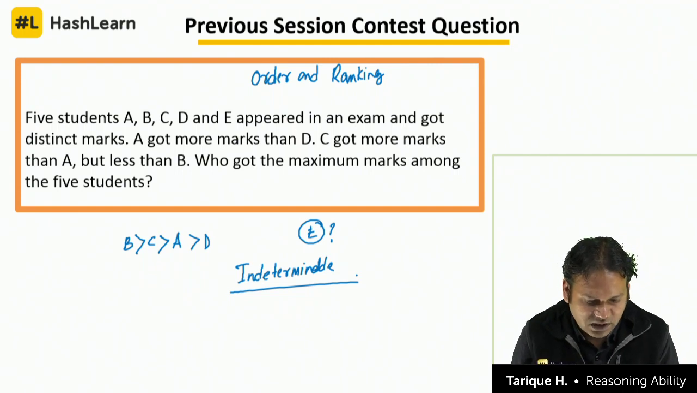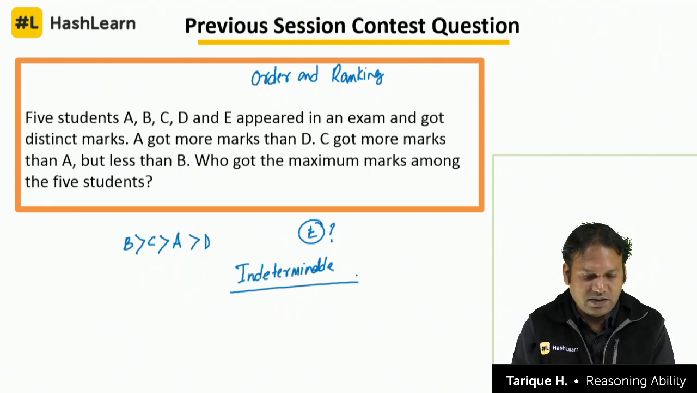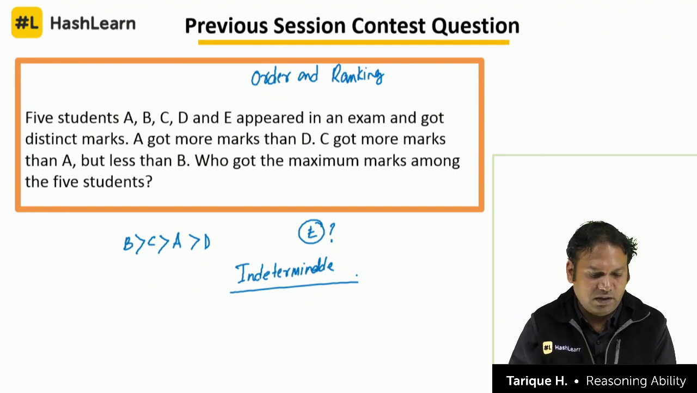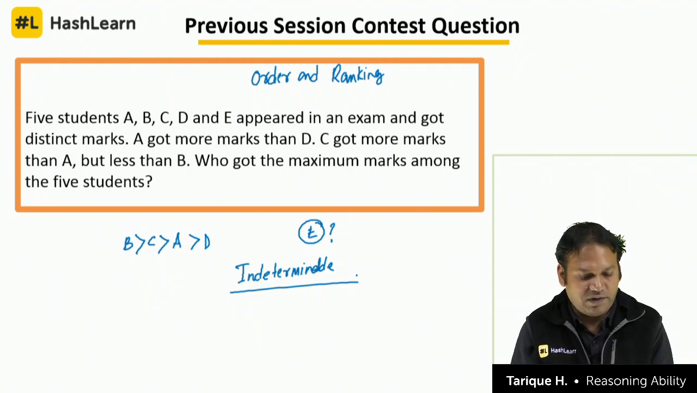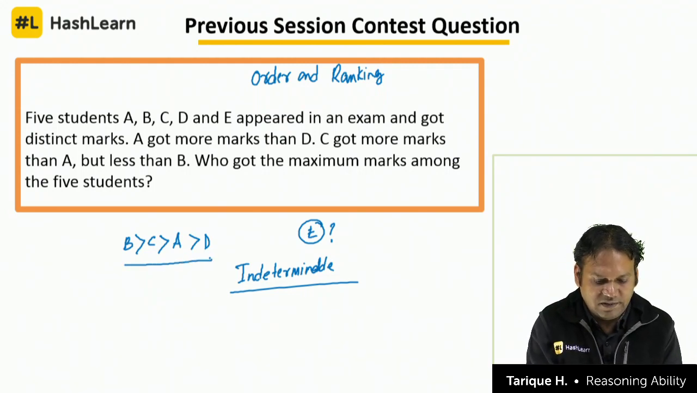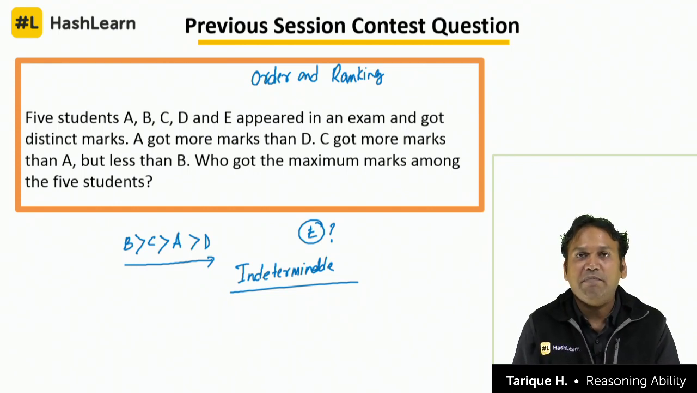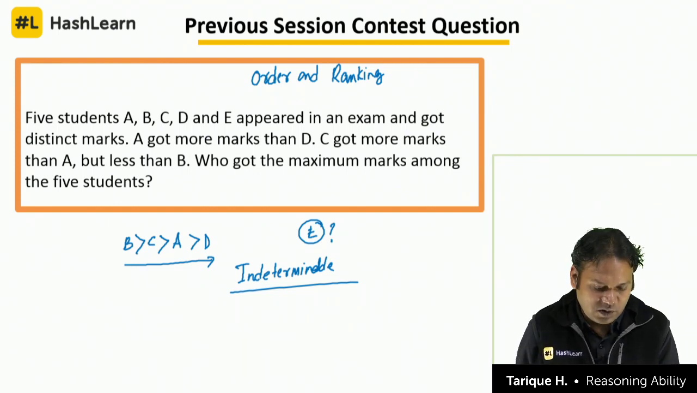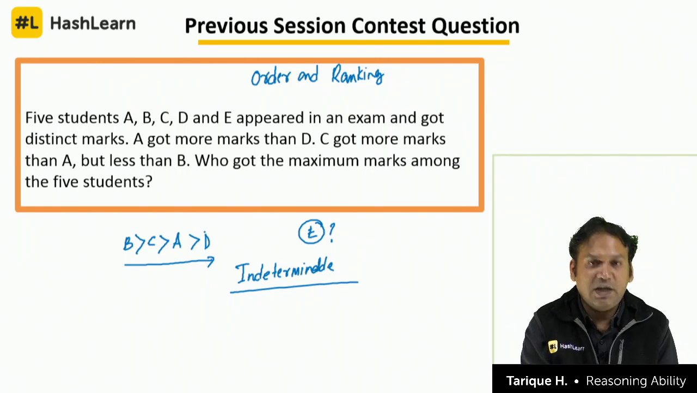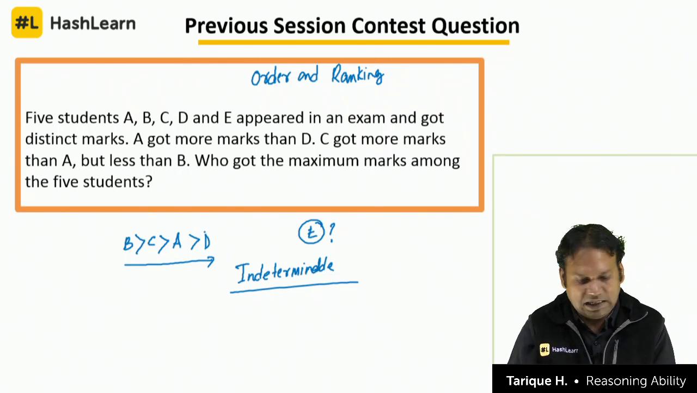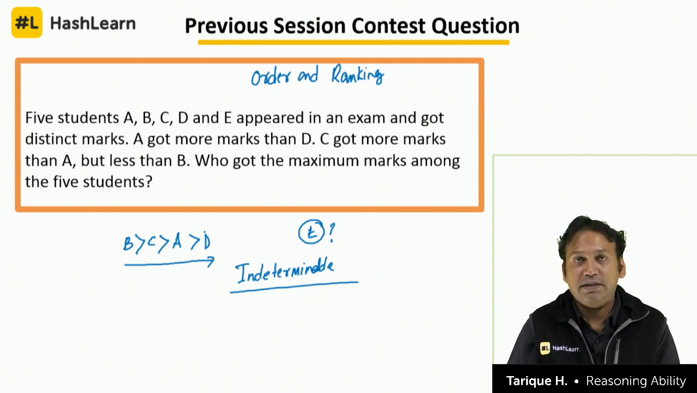We have no information about E. A got more marks than D, we know that. C got more than A but less than B, that is also given to us. This entire series we are getting, but we have no information about E. So, we can't say who got the maximum marks, we can't say who got the minimum also, because minimum can also be D or minimum can also be E, maximum can be B or maximum can be E. So, that is the question on order and ranking.